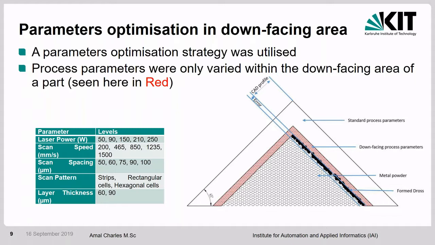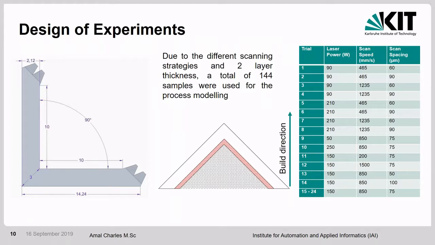So our approach to attempt optimization is by developing new process parameters and strategies for down-facing surfaces in particular. All of our process parameters are varied only within the red area over there. This is the capable level of our process parameters that we're testing. The DOE over here shows our matrix of experimental trials, the dimensions of our 45-degree overhanging feature, and the build direction.